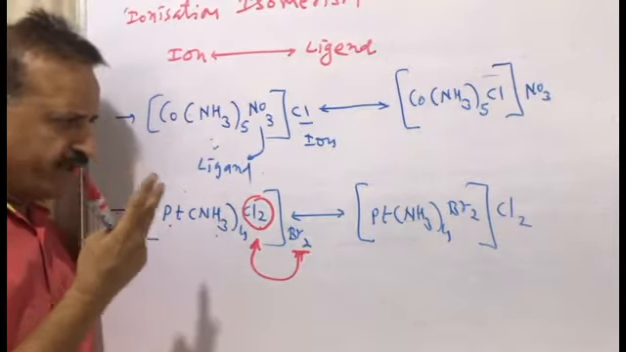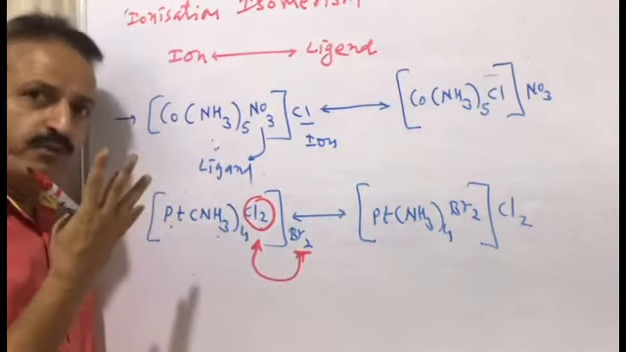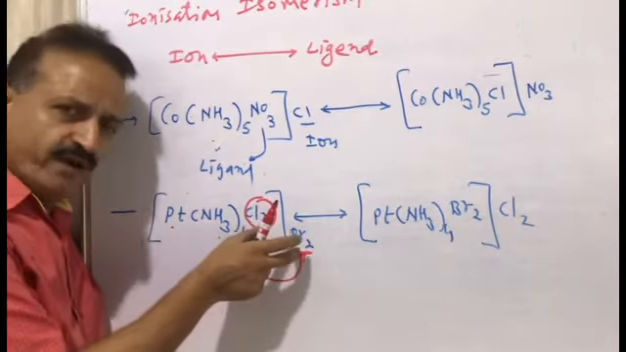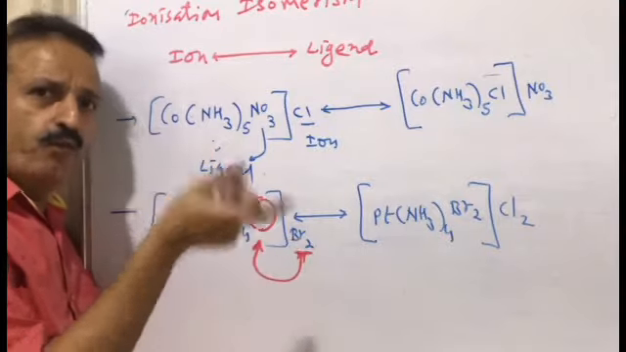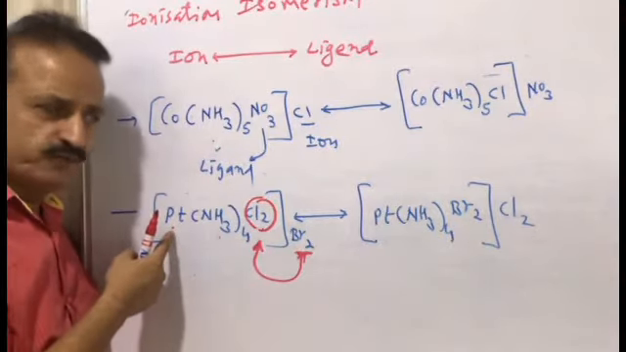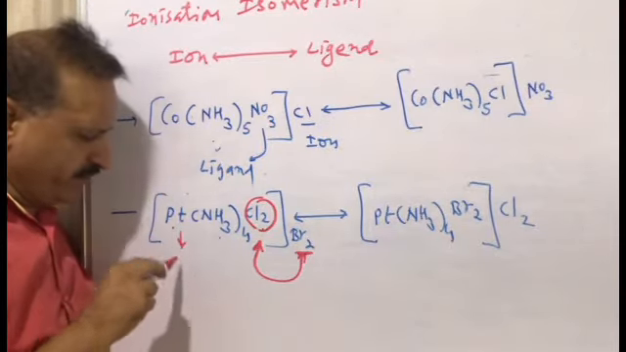Oxidation number of platinum will be 4. Total 4 negative ion, so platinum will be 4 plus. You just count how many negative ion. Negative will be the opposite oxidation number of metal. So here the oxidation number of platinum will be 4.